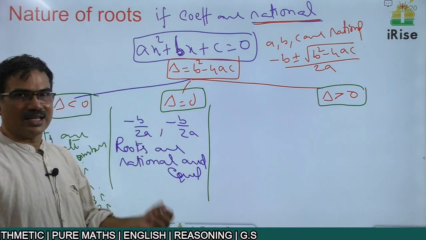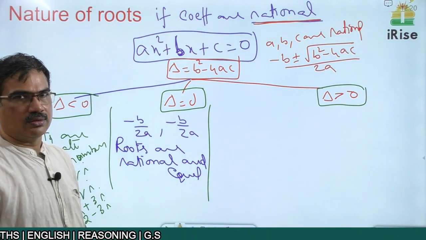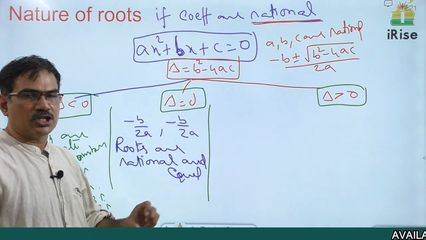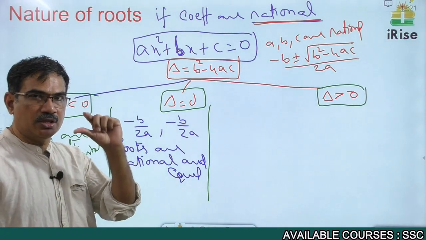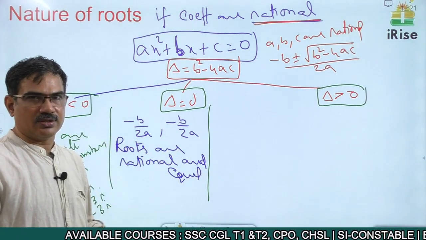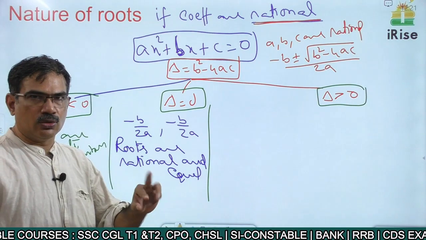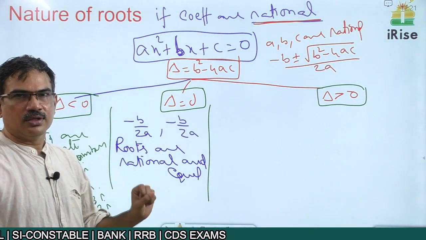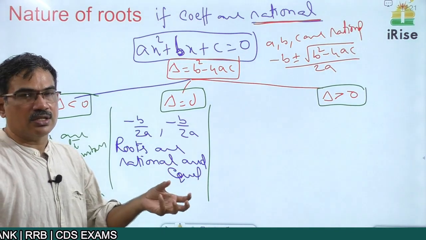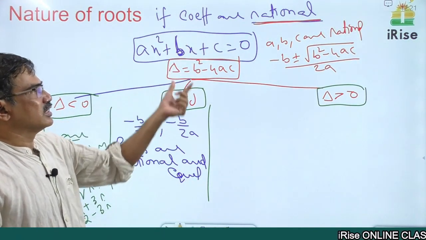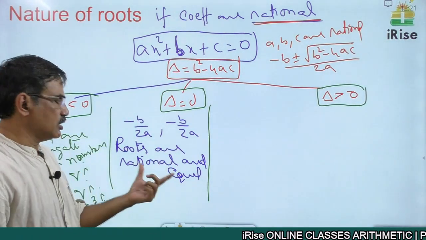The roots are rational and equal. In the previous case, they are real and equal. Here, rational and equal. Based on the options given, we have to solve this type of questions. Questions related to real given, according to that, we have to solve. If questions are given based on rational, check the rational condition and solve.